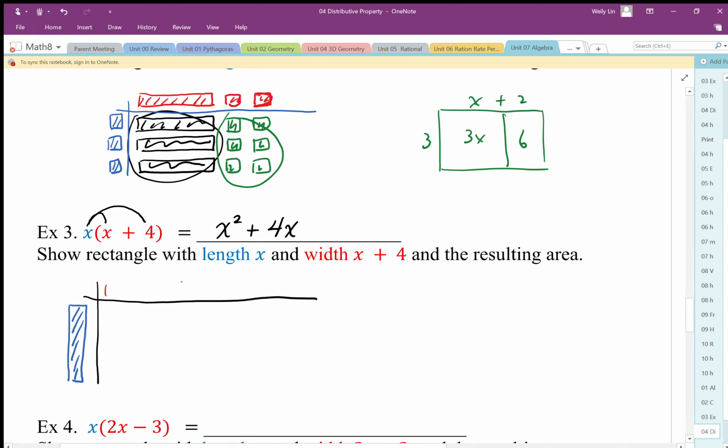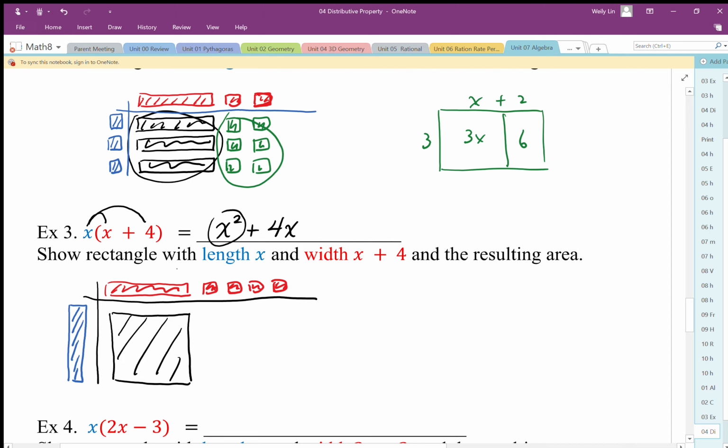So x plus 4 ones. So 1, 2, 3, 4. And my product is the area inside. So the algebra tiles that represent my product are going to be this x squared tile. So there's my x squared tile. Okay, and then my 4x tiles are going to show up like this. They're going to show up as 4 rectangles.